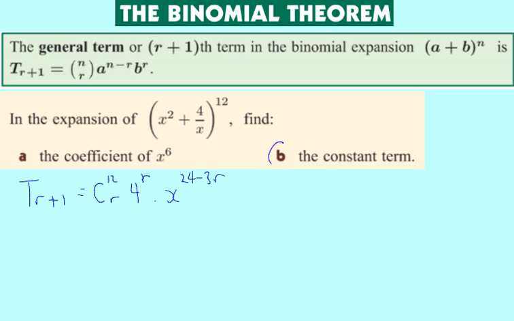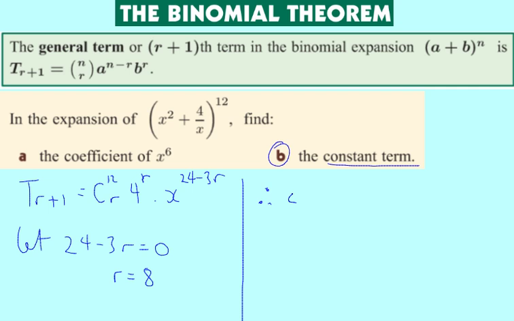And part B, we need to work out the constant term. The constant term is when the x is to the power 0. So once again we let the power 24 take 3r equal 0, and if we solve that we'll get r equal to 8, and therefore for my constant term, I will let r equal 8 in that expression there again. Alright, so the constant is going to be C(12,8) times 4 to the power of 8, and once again that can be found on the calculator.